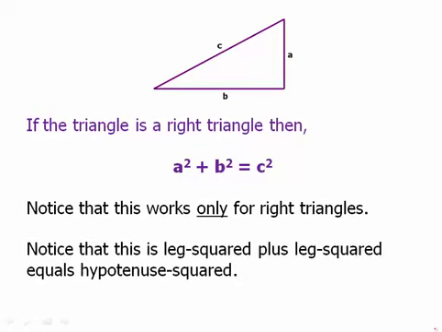Notice that this is leg squared plus leg squared equals hypotenuse squared. It's lengthier to say that, but notice that what we're doing is we're squaring the two legs, adding them together, and that equals the hypotenuse squared. Now that's very important because, of course, we can change the letters around, but it won't change that relationship.